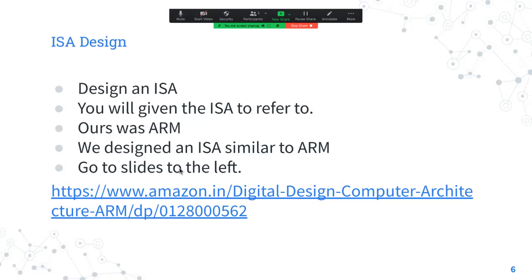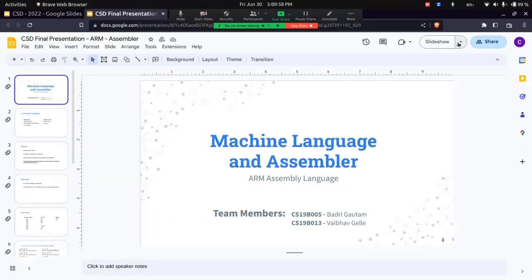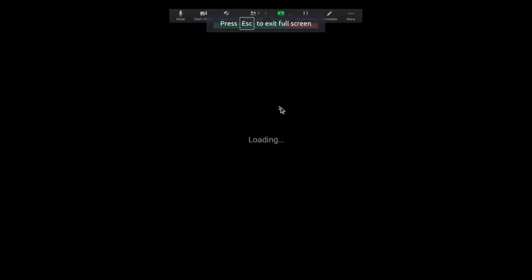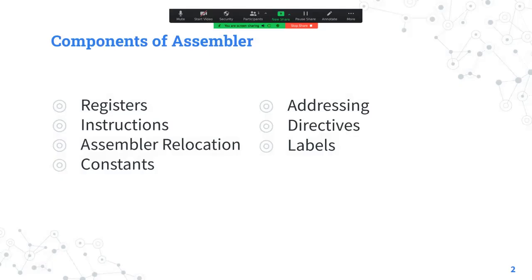I'll just show the team's presentation, like what it looks like. This was the final presentation of our machine language and assembler team. It has the assembly language specifications. Before you decide on the assembly language, you must take care of these things. Registers: how many registers do they have? We had 16 registers, which means that you require 4 bits to address a register.